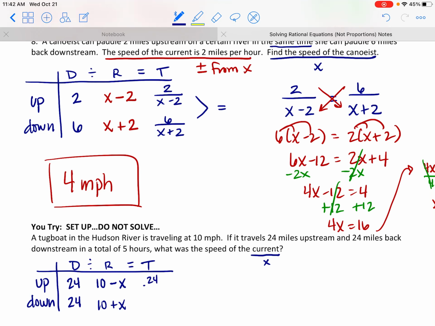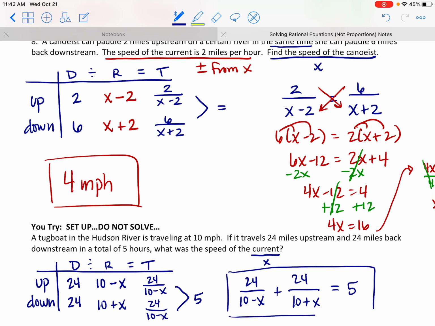So take the distance, divide by the rate, take the distance, divide by the rate. Now this time, those two trips aren't happening in equal amounts of time. It says these two trips take a total of 5 hours. So what we want to do is add the time up, which was 24 over 10 minus x, to the time back down, which is 24 over 10 plus x. Those two trips together took 5 hours, and that would be the equation that we could solve to figure out the speed of the current, which is, I know, just like super useful information.